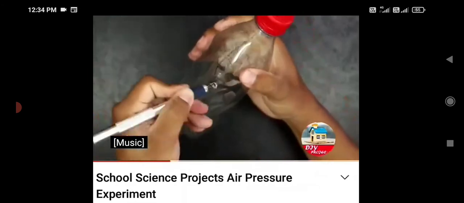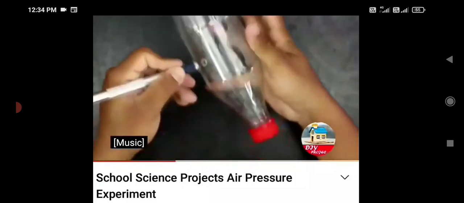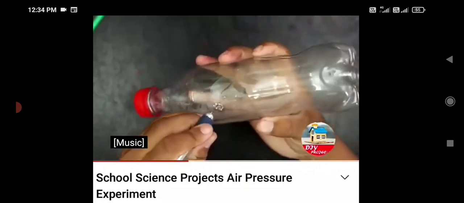How? See this experiment. What are the materials required? One bottle and one knife. Take one plastic Coca-Cola bottle like that and put a hole using the knife. At least its diameter should be equal to the straw size. For what purpose do you put the hole? You want to insert the straw inside the bottle, so according to the size of the straw, you put the hole in the bottle.